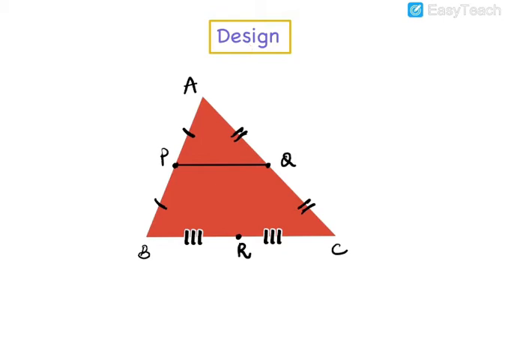So your design should look like this, with one triangle completely labeled, showing the equal segments AP equal to PB, AQ equal to QC, and showing line PQ. Also you have to show point R, which is the midpoint of BC. So this completes your design. Let's move on to conduct.